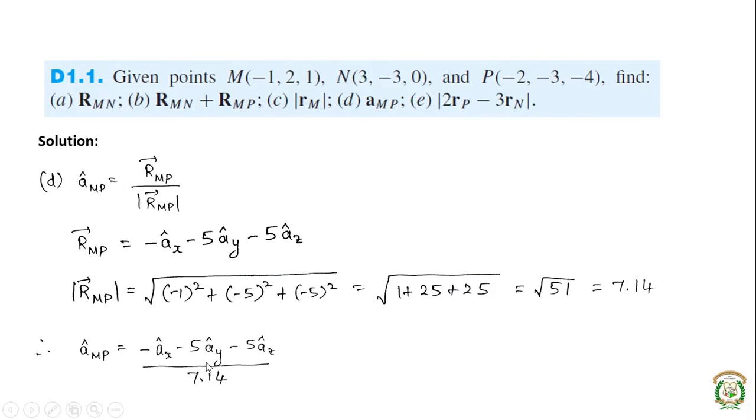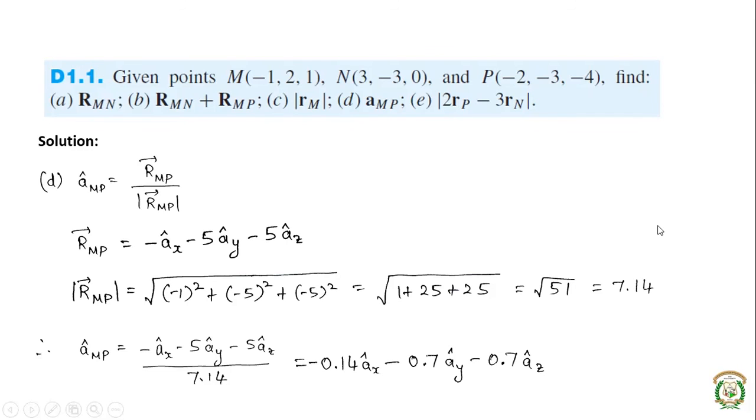So if you find the Ax, Ay, and Az components, the Ax component is -1 divided by 7.14, so it is -0.14. The Ay component is -5 divided by 7.14, so it is -0.7. Similarly, the Az component is -5 divided by 7.14, that is -0.7. So the unit vector in the direction of Rmp is -0.14Ax, -0.7Ay, -0.7Az. If you find the magnitude of this, you are supposed to get 1. If you find the magnitude of any unit vector, you will get it as 1.